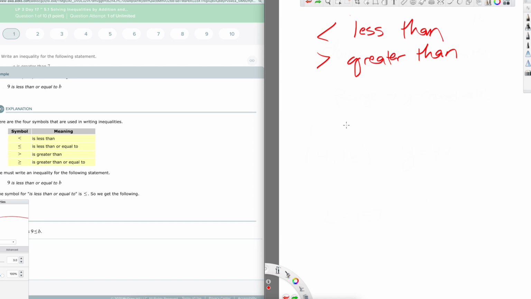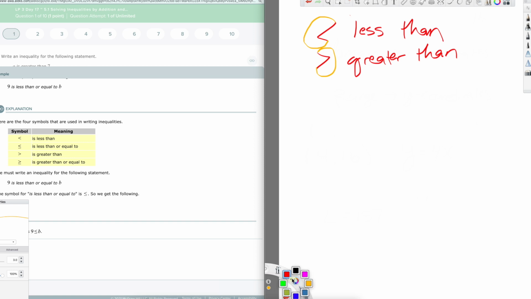And I know my son laughs at me when I do this one, but I like to think of this. I know in school we learned like the alligator guy, like he eats the bigger numbers. But I actually really like Pac-Man. So I always make them little Pac-Mans just to kind of make that a little funnier, so that when we're doing that inequality, we can see it's always going toward the bigger number.